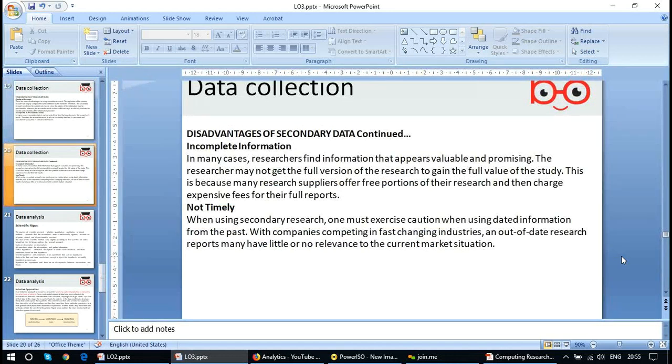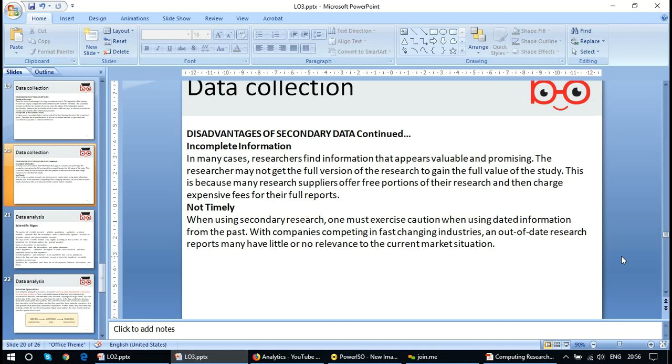Incomplete information. Most of the time you can't get complete information from secondary data, because for the research you are carrying out, you would have set your own goals. You should have set your own boundary and scope of the research. Whatever research you get would obviously be incomplete. They would have done it according to their own needs, isn't it?